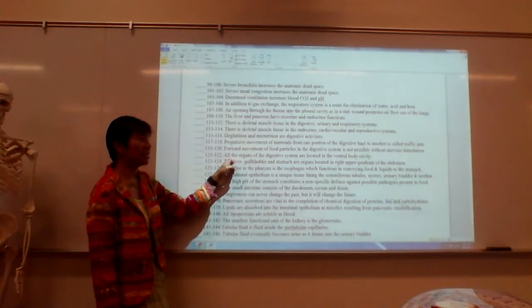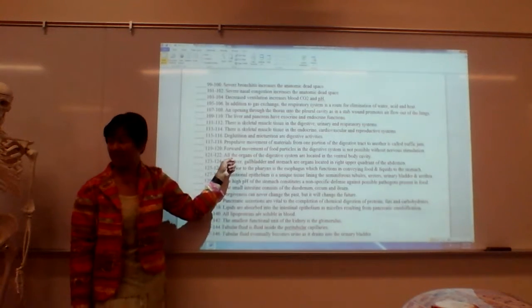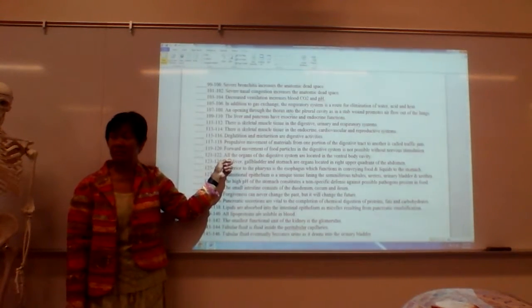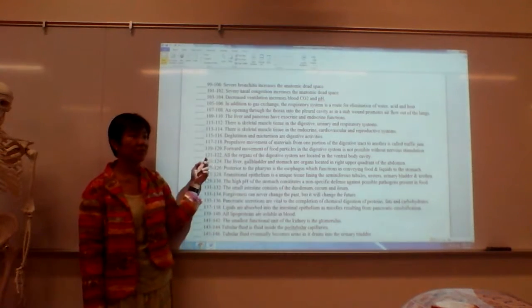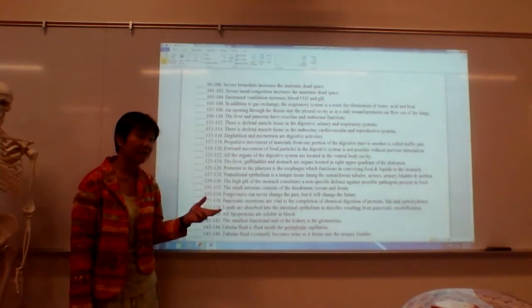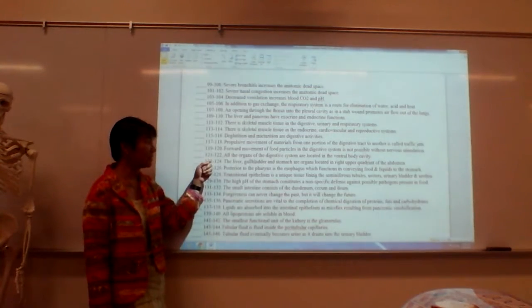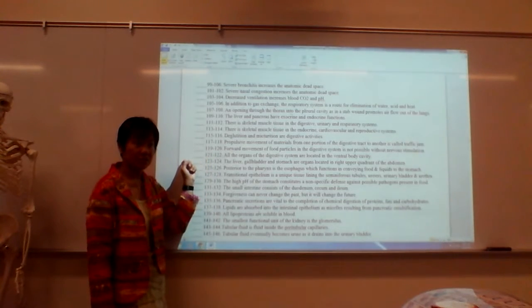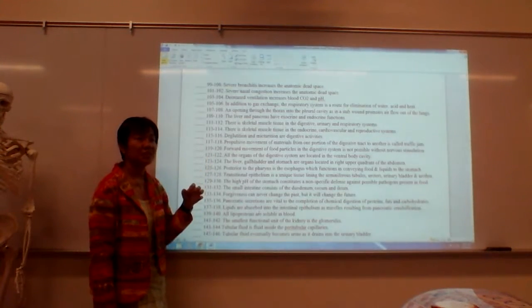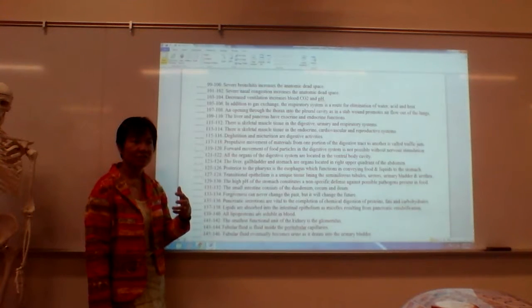All the organs of the digestive system are located in the ventral body cavity. True or false? Where's the ventral body cavity? Where do you find the organs? Actually, this answer is false because the duodenum is a retroperitoneal organ, but I didn't really discuss that with you.